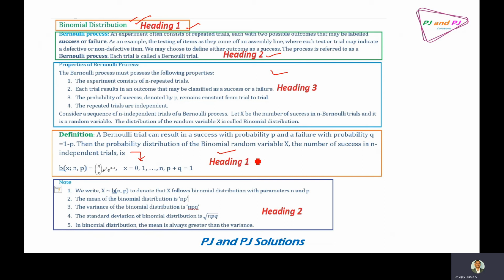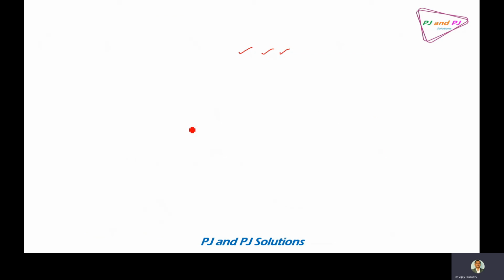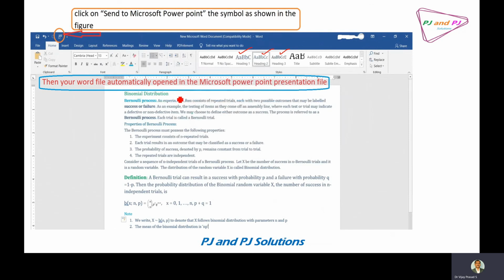Now here this is Heading 1. I set this font for Heading 1. Then the next matter I set for Heading 2. Like this we are going to arrange all the things in the Word file. Once you arrange all the Word file, it will look like this: Heading 1, Heading 2, Heading 3, Heading 1, Heading 1, Heading 2, like this. After that, what you have to do is click on the symbol you enabled, Send to Microsoft PowerPoint.